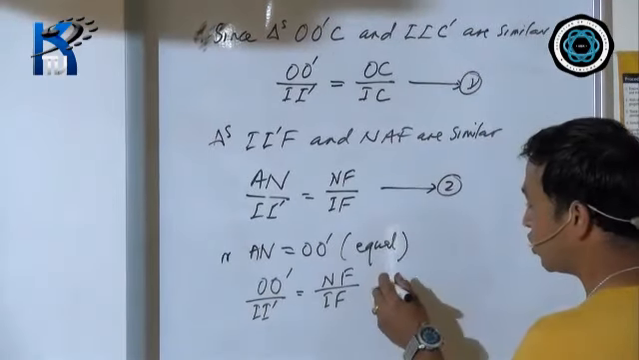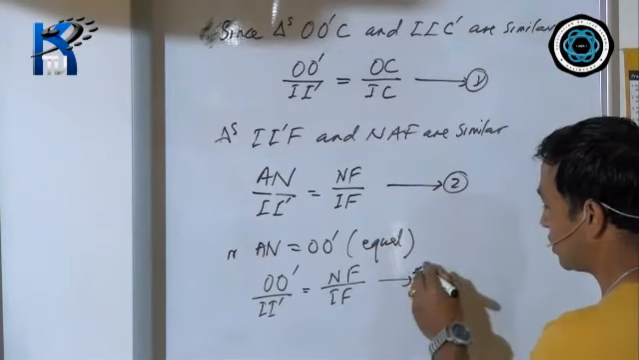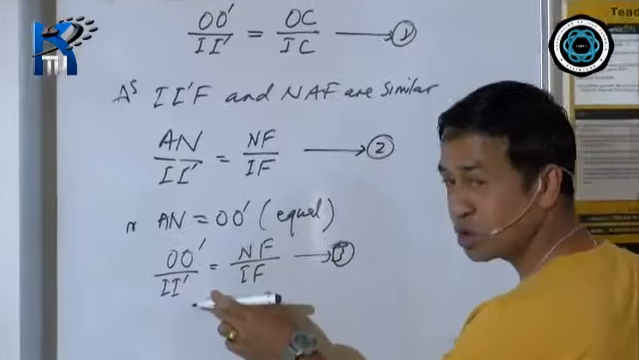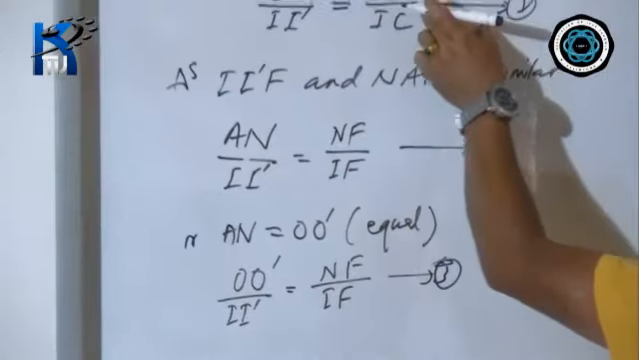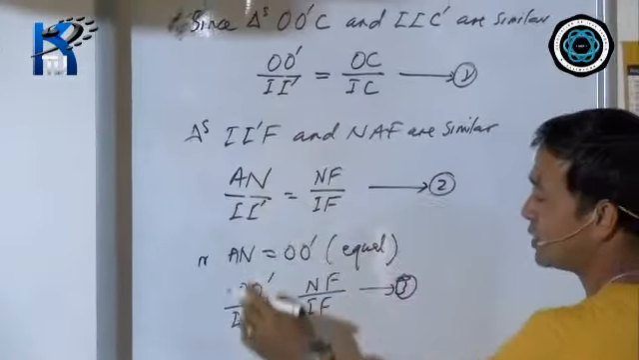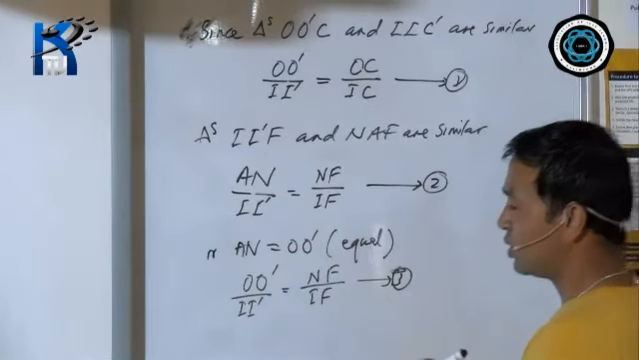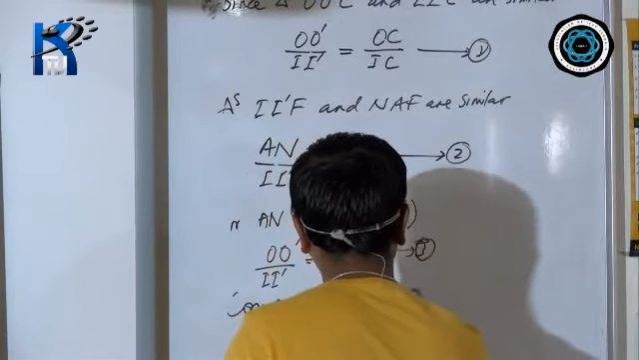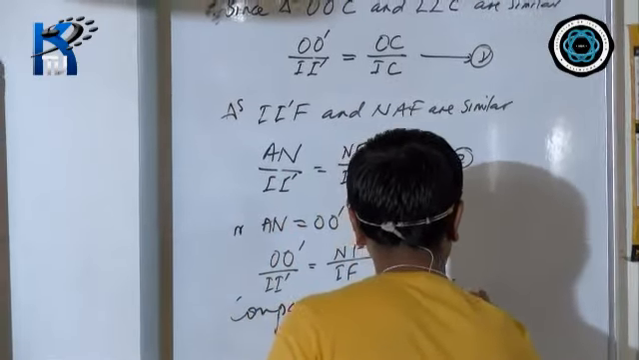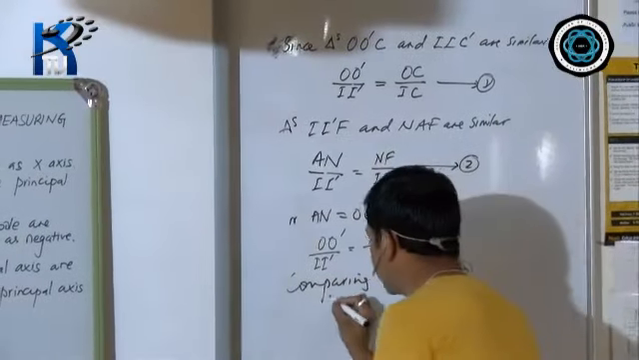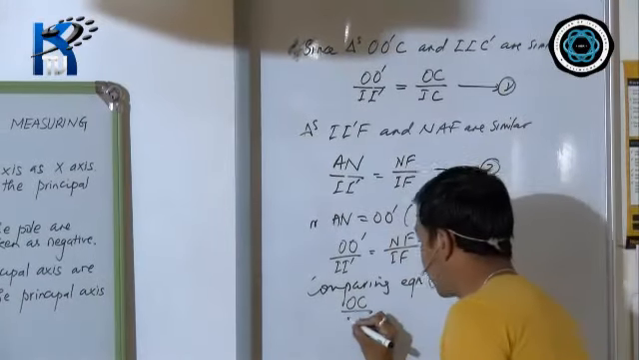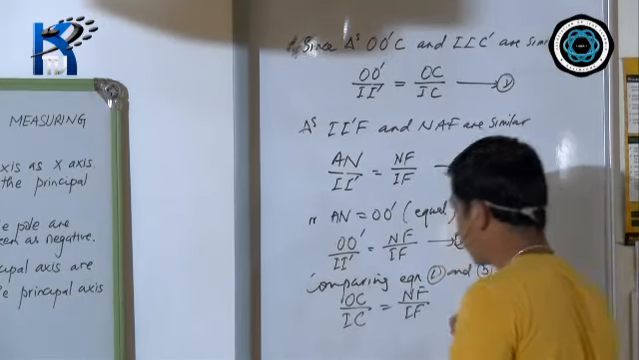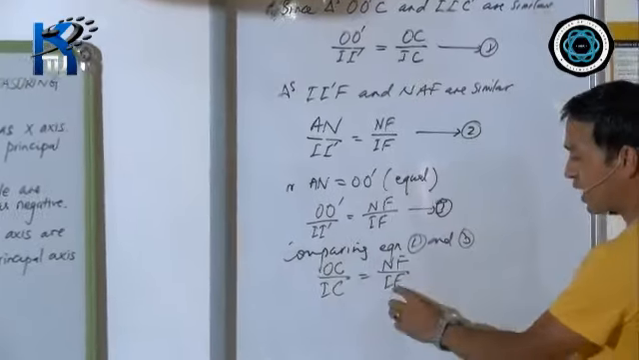So I got equation number 3. Let me write this as equation number 3: OO' by II' equals NF by IF. I already got equation 1. If you compare equations 1 and 3, the left hand side is equal, so the right hand side is also equal. So comparing equations 1 and 3, we can write OC by IC equals NF by IF.